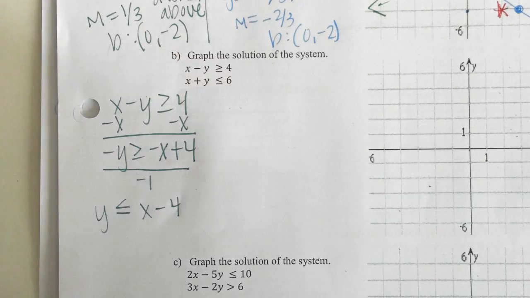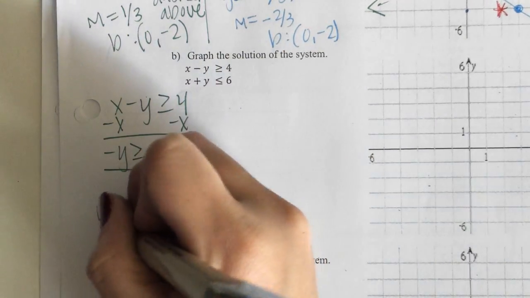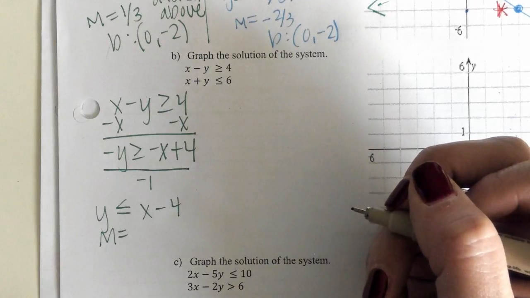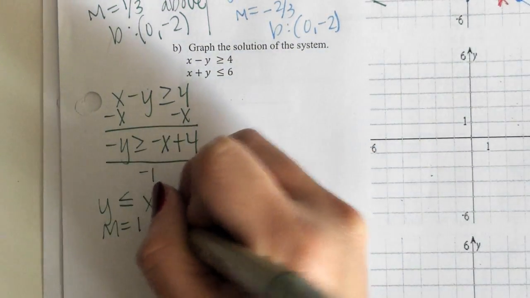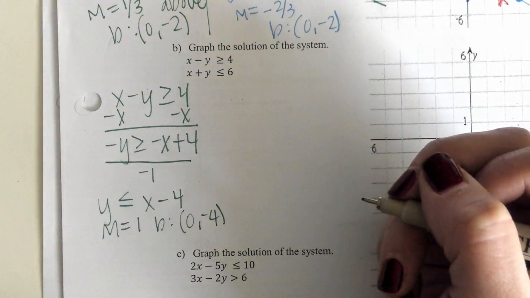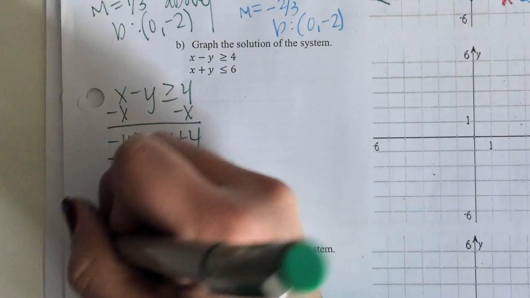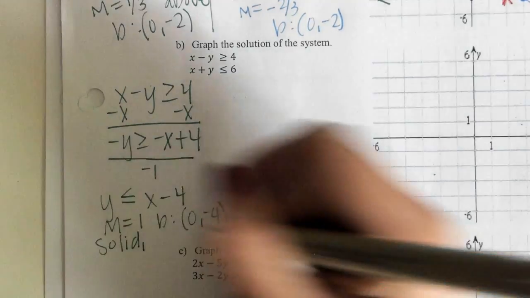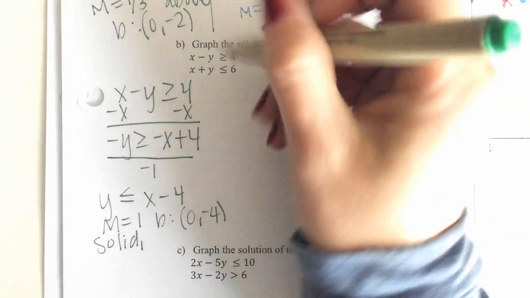Alright. Kayla, what's the slope on this one? And what's the y-intercept? Very good. Antonio, is this solid or dashed? Good. And Solomon, is this going to be shaded above or below?